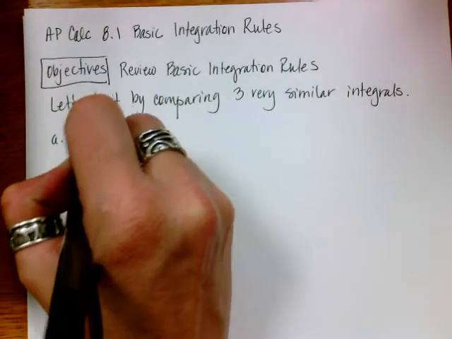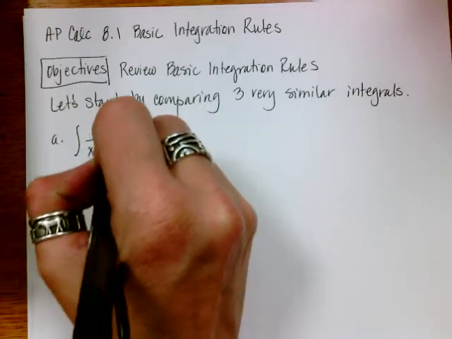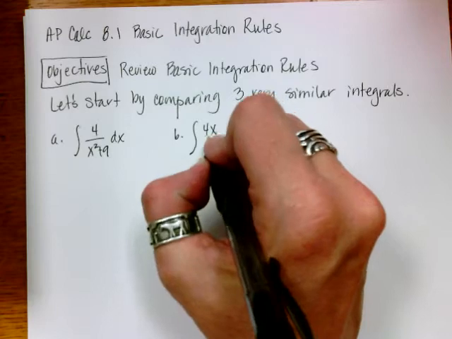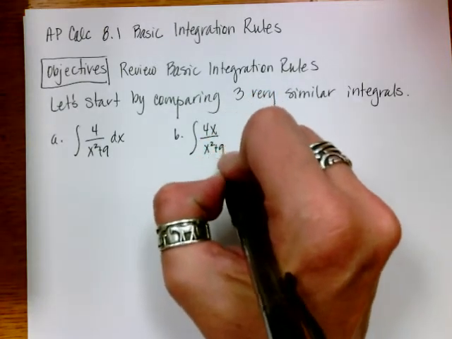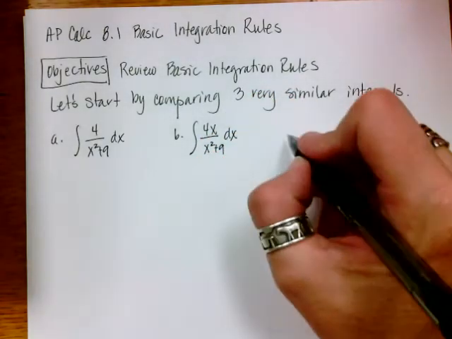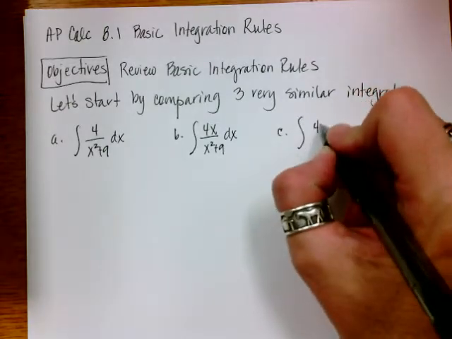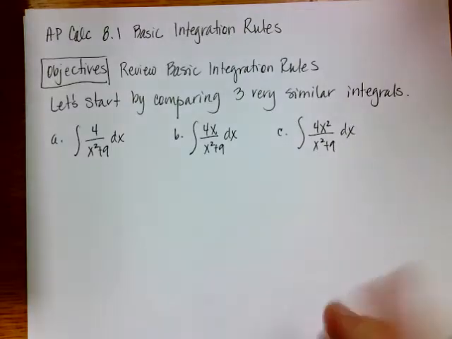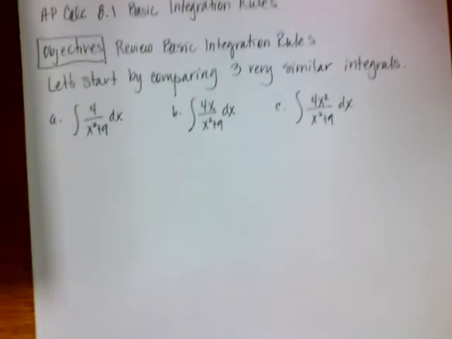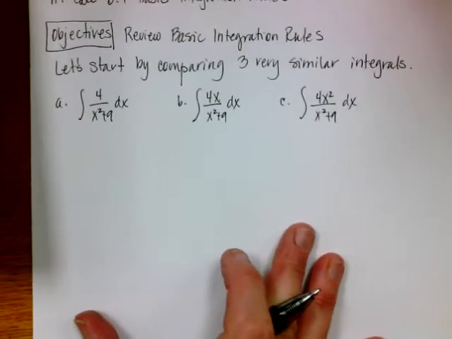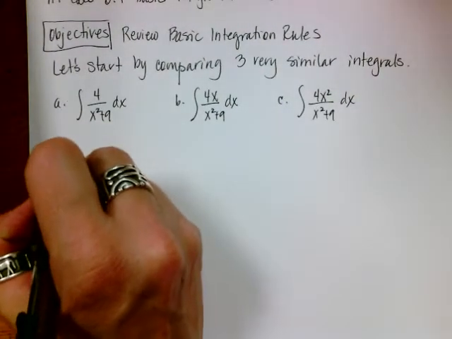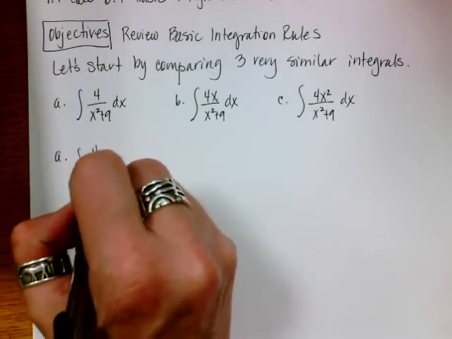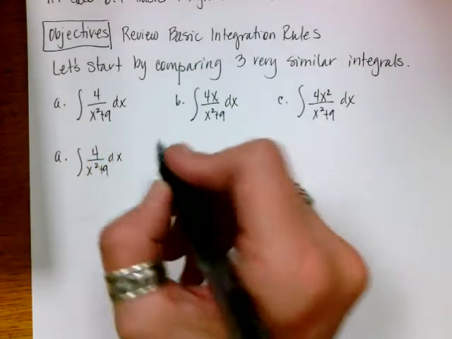The first one is 4 over x squared plus 9 dx. The second one, we're going to change the numerator, and it's going to be 4x over x squared plus 9 dx. And then the third one, we're going to change the numerator again, over x squared plus 9 dx. So what I'd like to do is go through each one and talk about why they're unique.